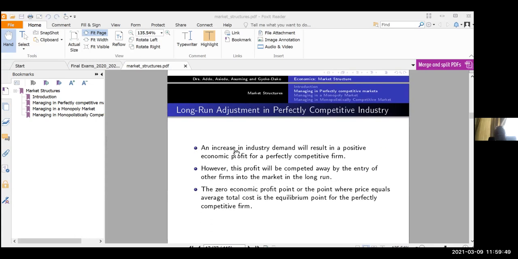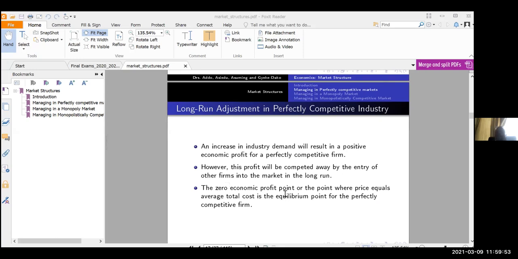One second, I'll just come to Atemo in a second. So the zero economic profit point, or the point where price equals average total cost, is the equilibrium point for the perfectly competitive firm. For the perfectly competitive firm, in the long run, the price you are getting will just equal your average total cost.